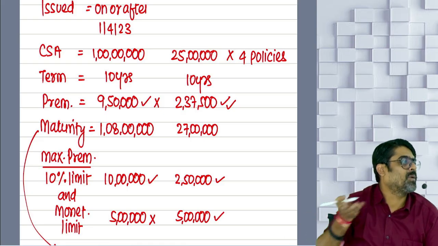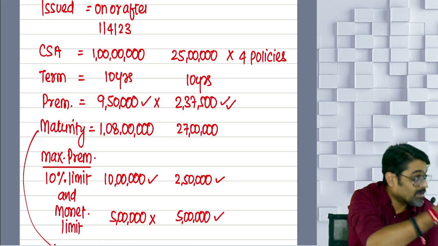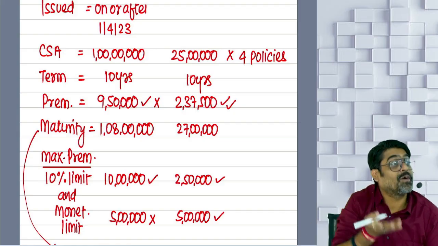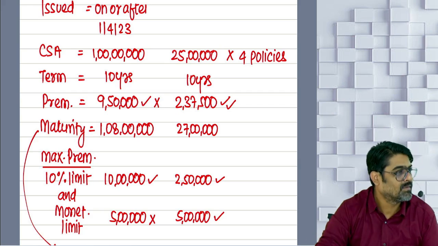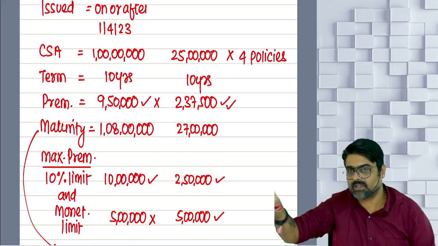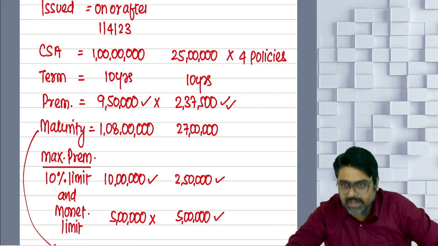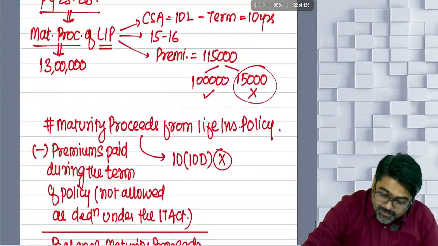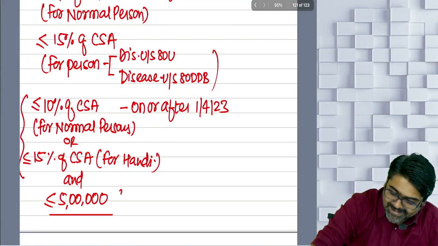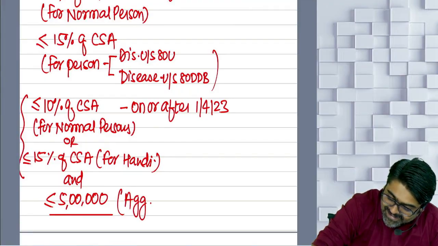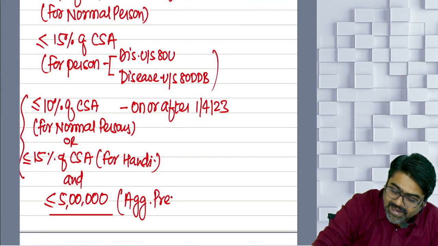So what is the point of bringing this amendment? What is the point of putting that limit of 5 lakhs? The assessees will start doing this now. So hence they have said this limit of 5 lakh is an aggregate limit, aggregate premium on all such policies.